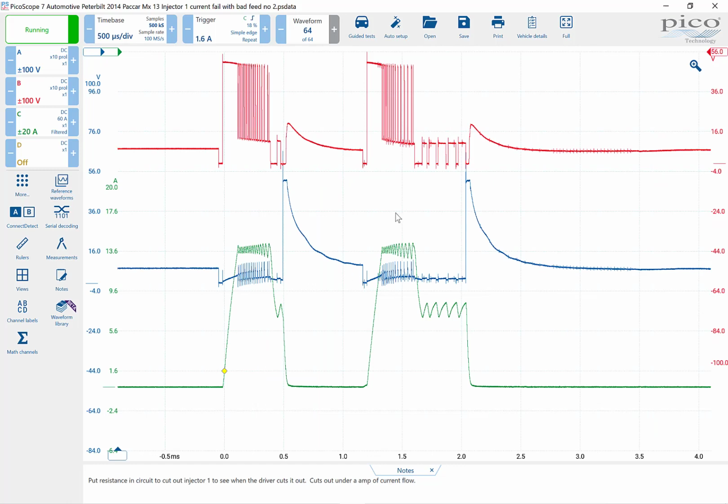okay? And the next thing that I'm going to show is I'm going to start up the truck, and then I'm going to introduce resistance one at a time in both sides of the circuit, and I want you to listen to the engine and pay attention. I think you're going to be very surprised by how much resistance it takes to cause an open circuit on this injector. Okay, so I'm going to go ahead and start it, and I'm going to show you what's going on, all right?